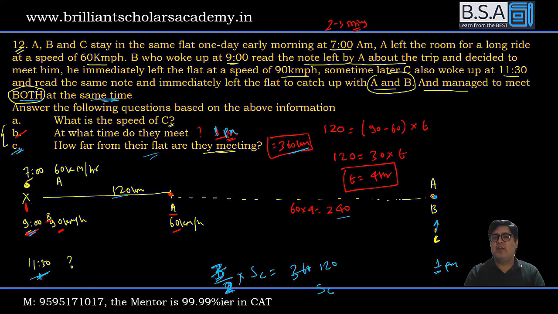So the speed of C is 240 kilometers per hour. So C is living very dangerously. C is traveling at 240 kilometers per hour.